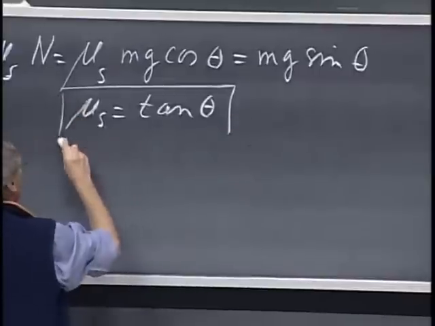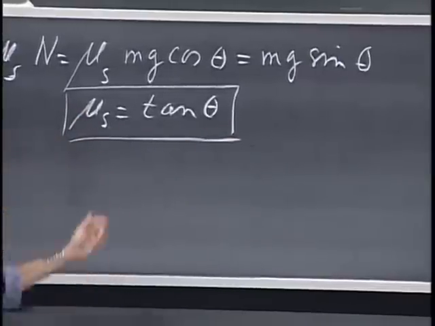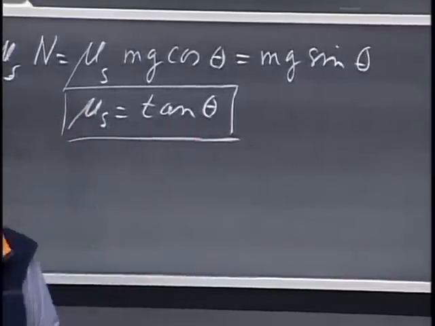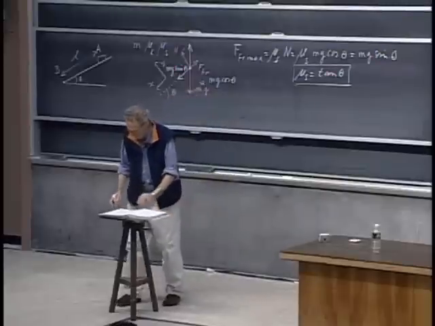This is a way that you can measure the static friction coefficient. Alternatively, if you know the static friction coefficient, you can predict at what angle that will occur.